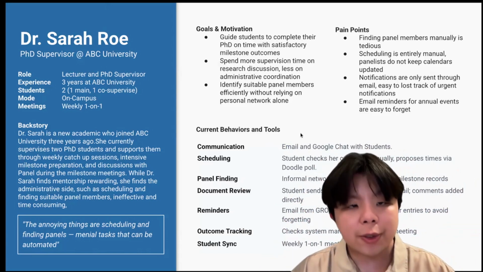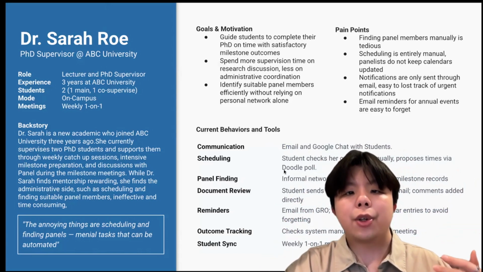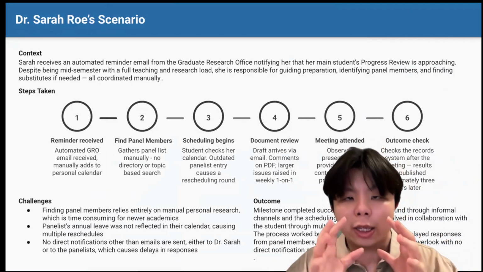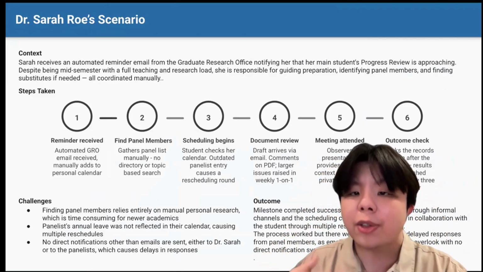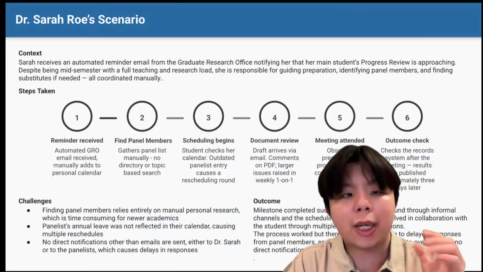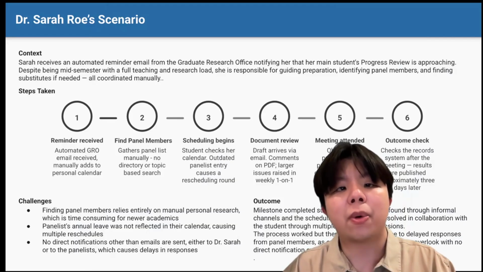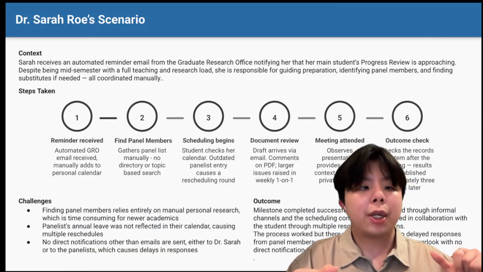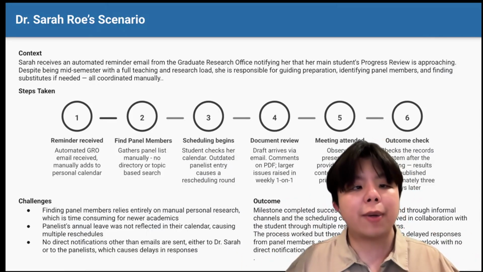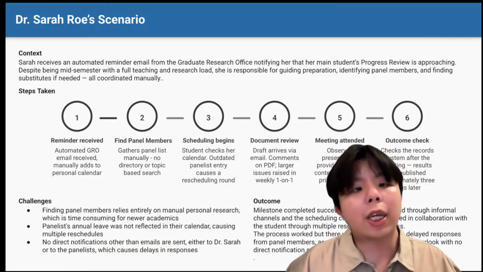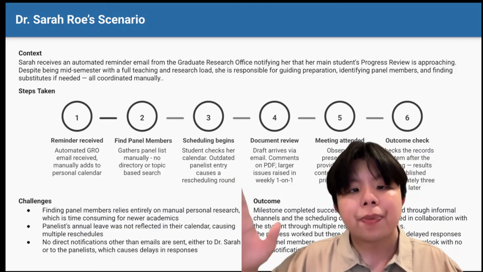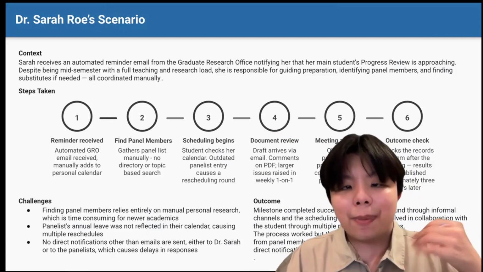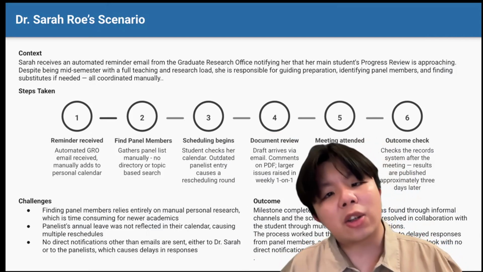So everything is manual for Dr. Sarah. So in her scenario, she received an automated email from GRO notifying her that her student's progress review is coming. Well, she has a full teaching and research load and she's responsible for guiding the preparation and everything until the D-Day after the outcome check. So the steps she's taking: reminder received. She has to go through the panel members manually. She has to schedule everything manually. Then she has to do the document review manually again. The meeting is attended. Then after that, she has to go through an outcome check.